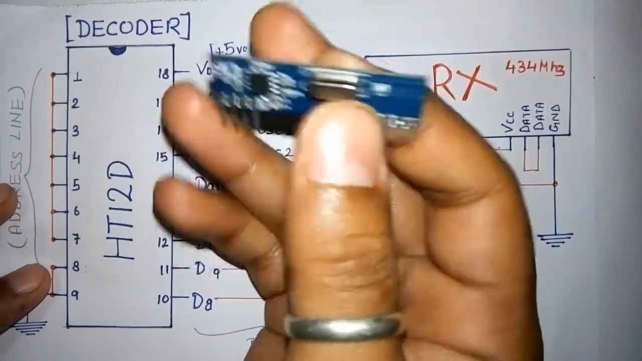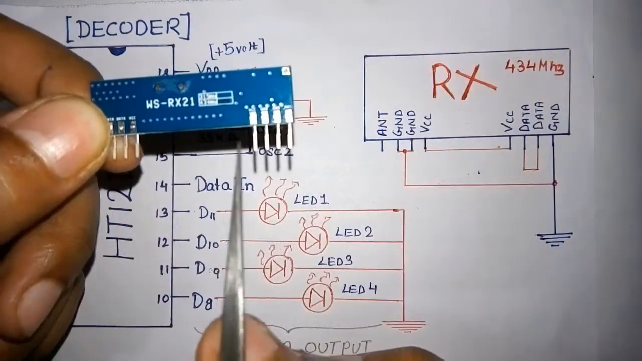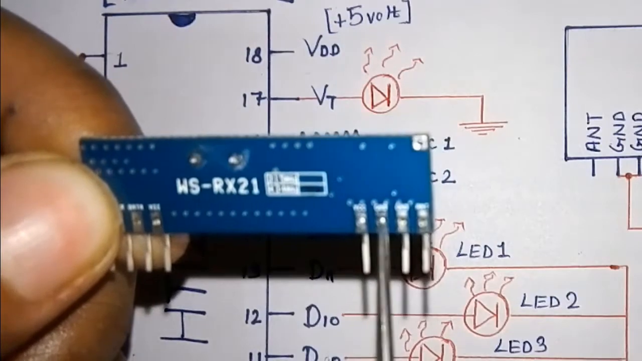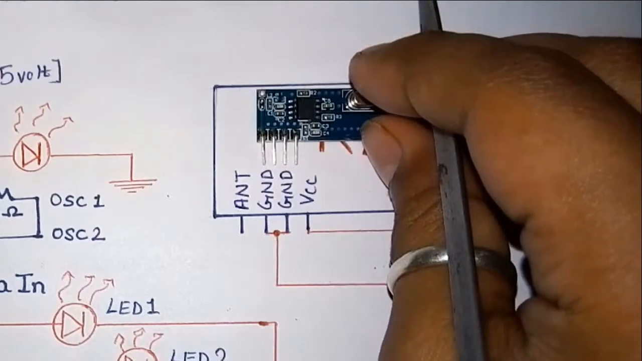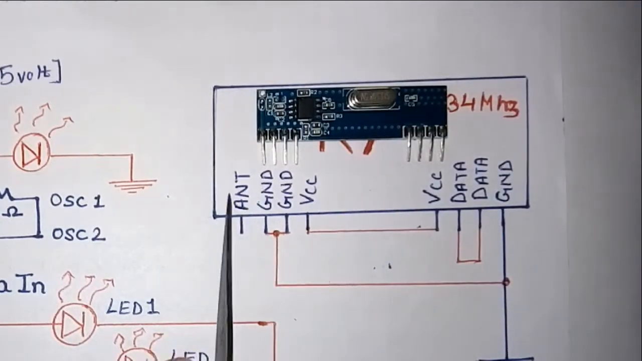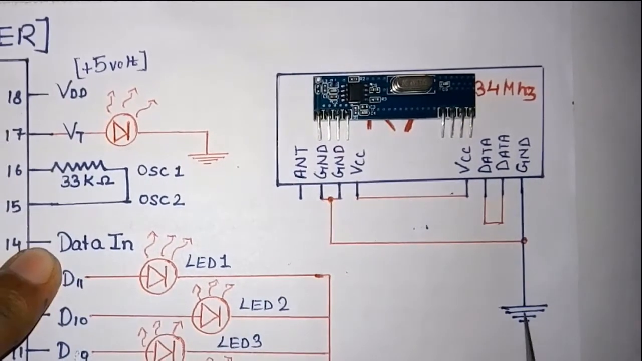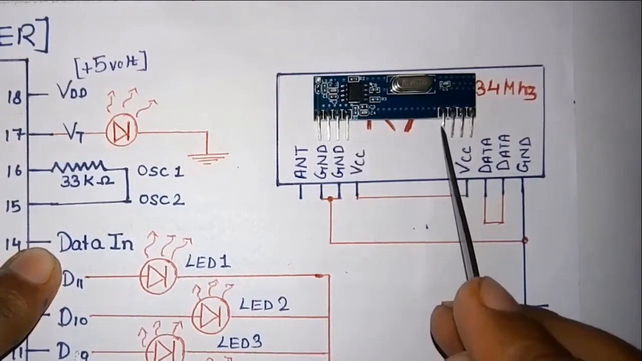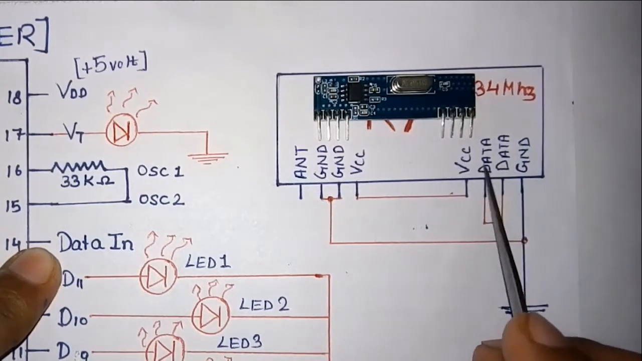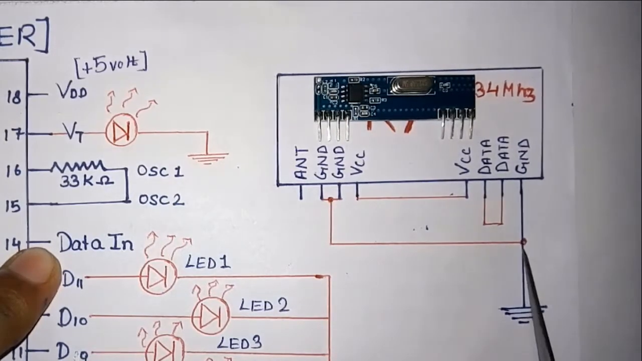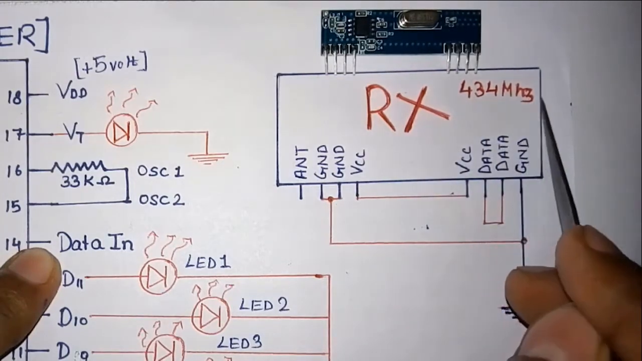This RX is our receiver. Frequency is 434 MHz. You can see I have made the diagram so that it can be easy for you to understand. These are the pins, four pins are there. First is antenna, then 2 grounds which I have shorted, and fourth is our VCC. Then in the second part also VCC I have shorted, the middle 2 are data, and the last one is ground. This is for our receiver, frequency 434 MHz.